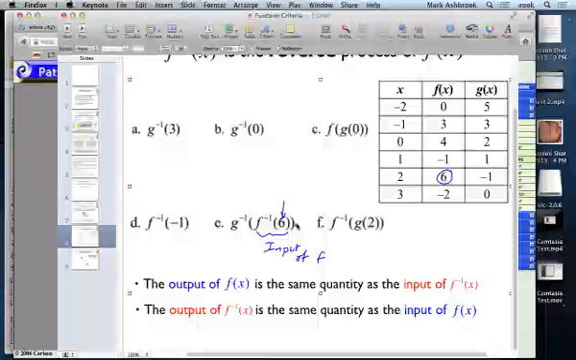So that's why we practiced that on the previous slide. It gets confusing. So that's the input of F when the output of F is 6. So what number is it? Let's look at these two. And what was our goal?